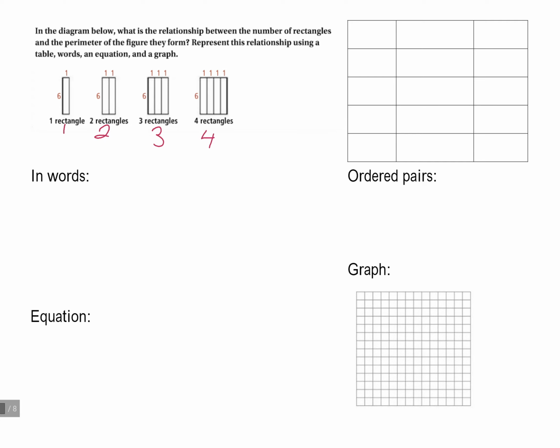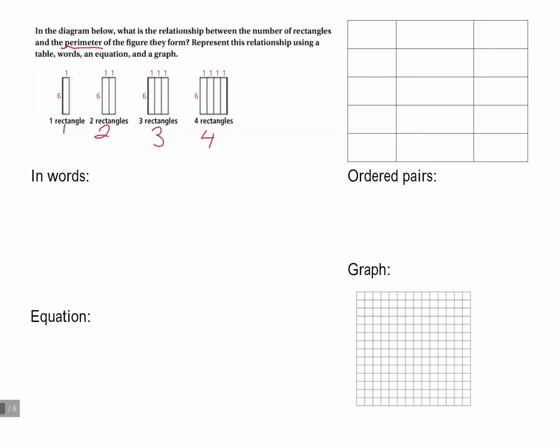Now, I also see that these rectangles have a height of 6 and a width of 1. So that's true all the way through. Like figure 4, I see a height of 6 still, and each one of these rectangles has a width of 1. So now I can read the question because now I already understand some stuff. It says in the diagram below, what is the relationship between the number of rectangles and the perimeter of the figure they form? So I just read this word perimeter. I guess I better remember what perimeter is. Perimeter is the distance around an object. So I gotta know the length of all of the sides, and then I gotta add them together.